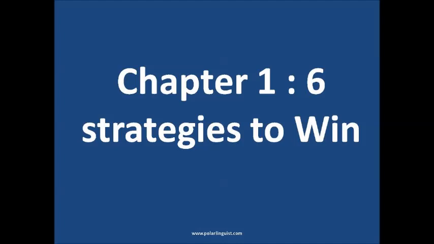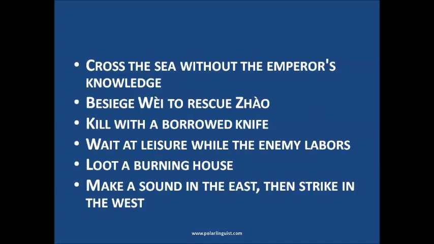Part 1 or chapter 1 of the 36 stratagems or strategies deals with the strategies to win. So, the 6 strategies that are in this chapter are: cross the sea without the emperor's knowledge, besiege Wei to rescue Chao, kill with a borrowed knife, wait at leisure while the enemy labors, loot a burning house, make a sound in the east, then strike in the west. Let us study these strategies one by one.